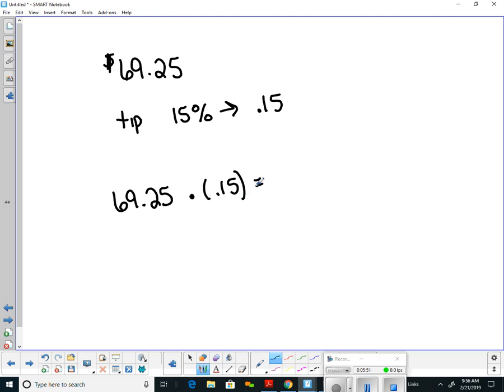So when I multiply 69.25 times 0.15, I get 10.3875. Again, remember we're talking money, so I'm going to round that to 10.39. Okay, so I'm going to tip the waitress $10.39. Now, if I just ask you how much you were going to tip her, then this is what I'm going to give you. If I told you or asked you how much the total bill including the tip was, then I would add the two together. But most of the time they just want to know what I'm going to tip the waiter or waitress.